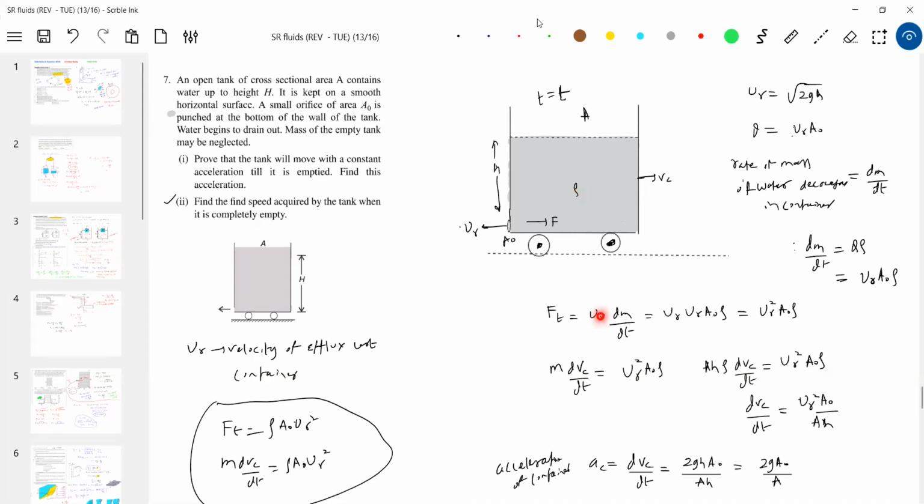So what is that one? What is the thrust force? You are into dm by dt, the rate at which the liquid is ejected. Okay, let's come for this one. What is UR? Velocity of efflux, root 2gh. Now, what is the flow rate at this particular point? UR into A0. What do you mean by this flow rate? The amount of liquid ejected per second, or rate of mass of water decreases in container. That should be equal to dm by dt.